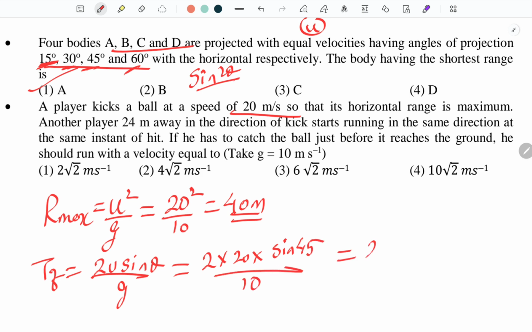So when you solve this you get 2√2 seconds. Okay, you take sin 45 as 1/√2, and with the 2 it will solve. √2 comes up, √2 into 20, 20/10 is 2, so you get 2√2 seconds.